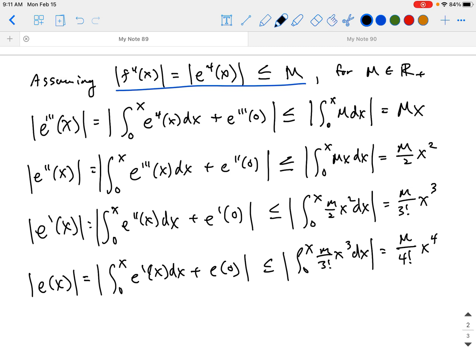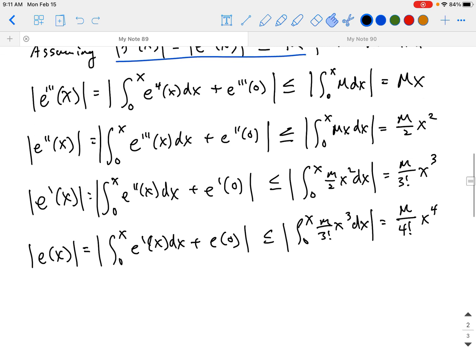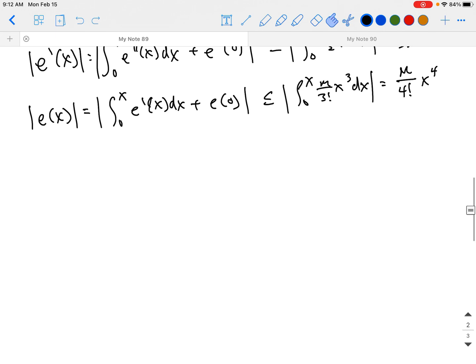So starting from our assumption on the bounding of that fourth derivative, which is just going to be a constant value for f of x itself. So it's going to be bounded above by some number. We can now work backwards from the third derivative all the way to e of x by using this inequality process.